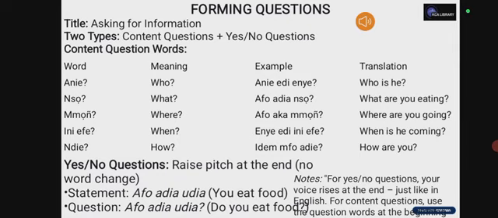Another example, Ani odiuku Ufok means he or she is in the house. Question form, Ani odiuku Ufok ku. Meaning is he or she in the house? The answer is either E for yes or I for no.